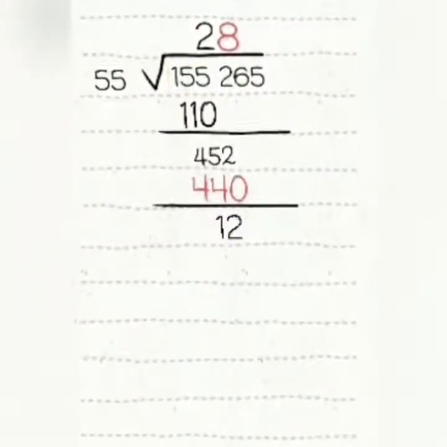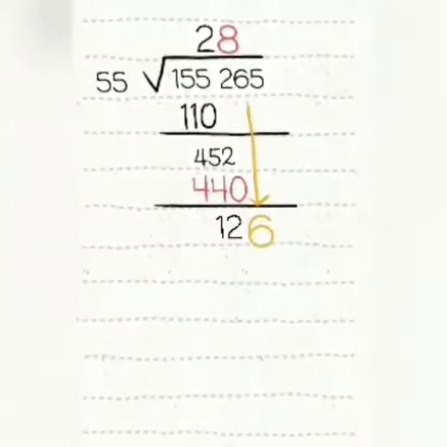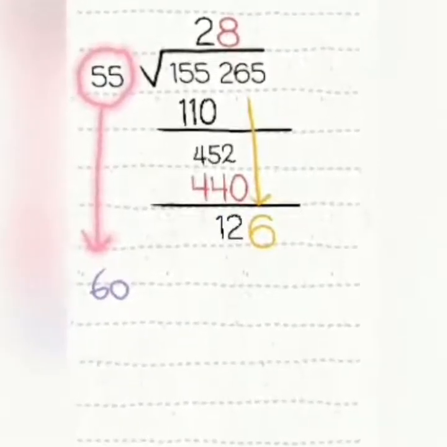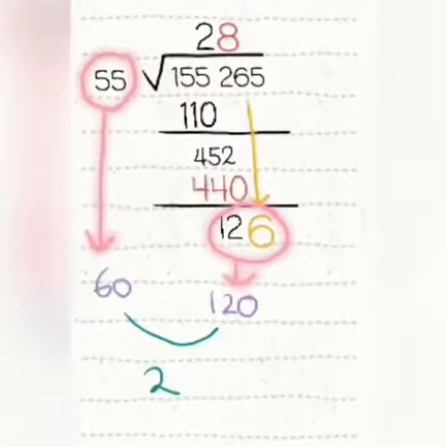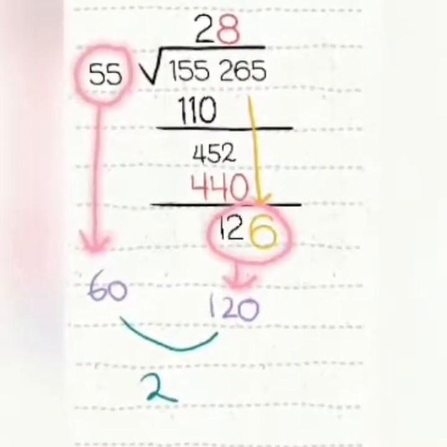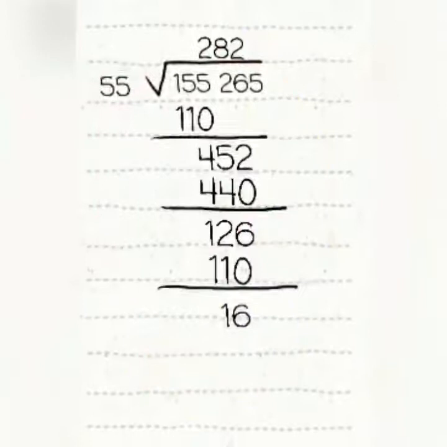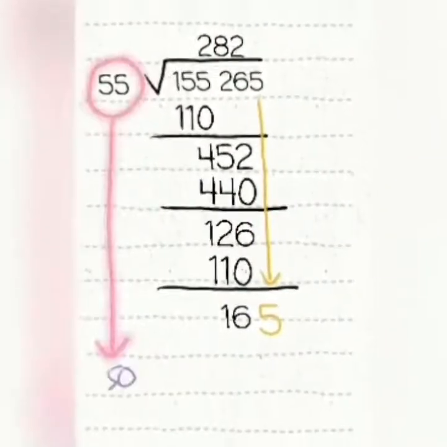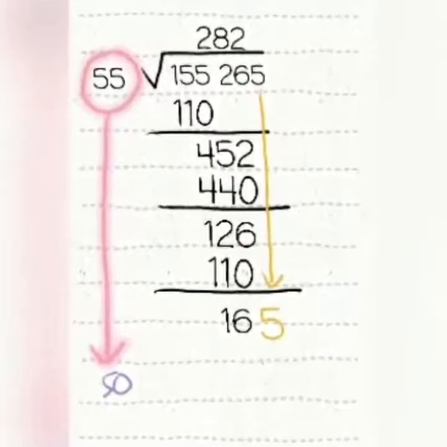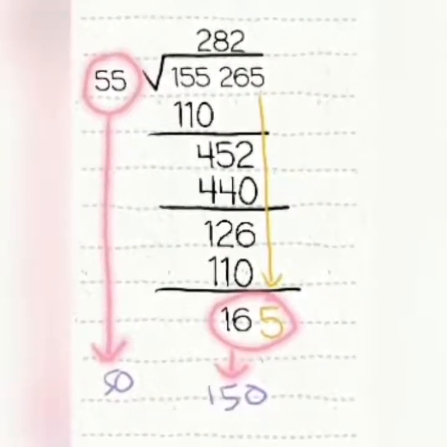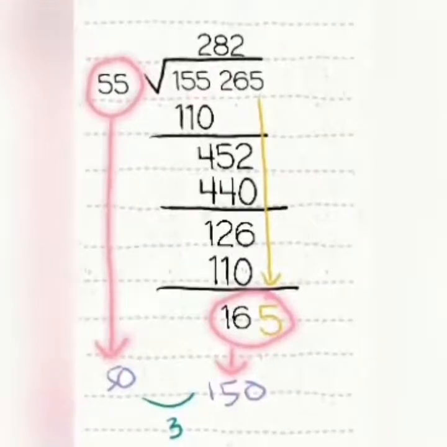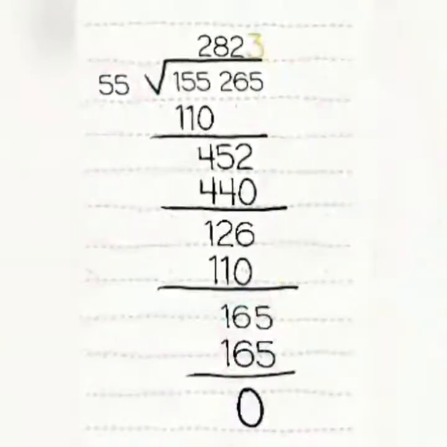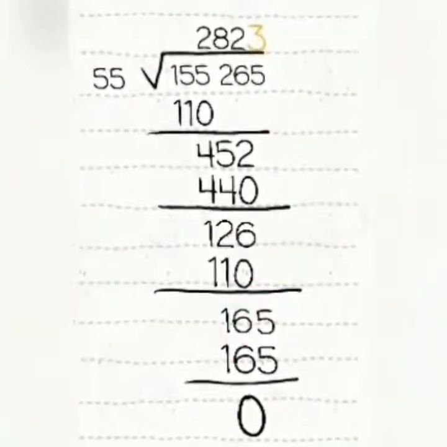And then you actually do the math and it becomes 12, and you put down the 8. Then you drag down the 6. You simplify the 55 into 60, and then you simplify 126 into 120, and then you get 2. You put 2 up there and you actually do the math. You have 16 left. You drag down the 5. And then you simplify that to 50, and simplify that into 150. It's 3. You put 3 up there. And then that's the end.